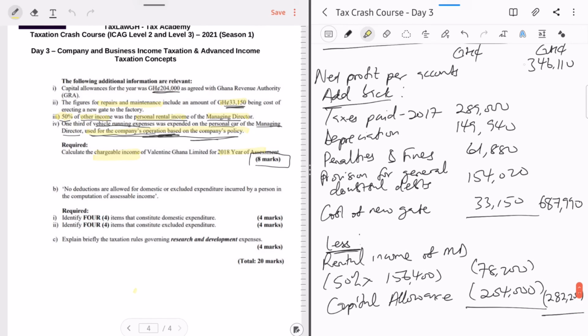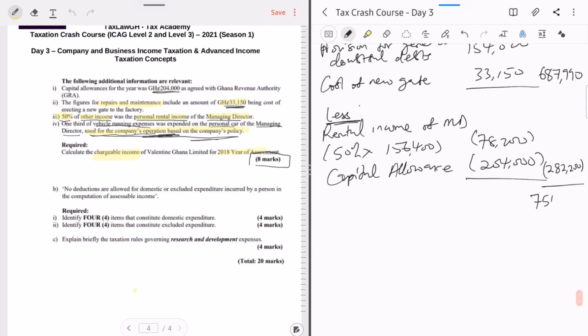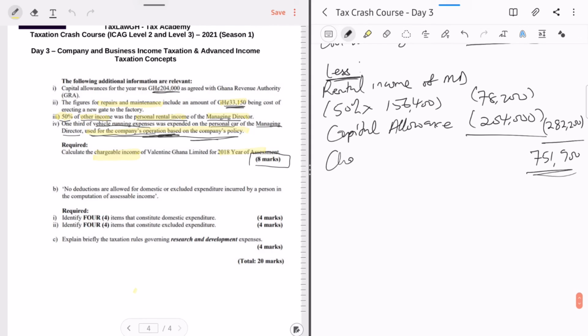So now let's add everything up. Our profit is 346,110. 346,110 plus 687,990 minus 282,200. That'll give me 751,900. Okay. So this will give us 751,900. And this is what? Chargeable income. And if you can do this, you get 8 marks, right?